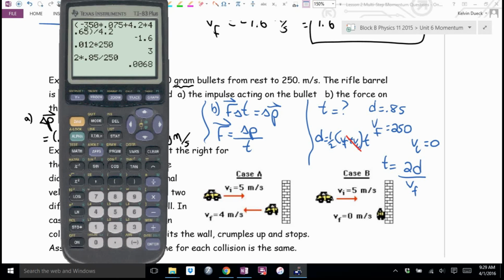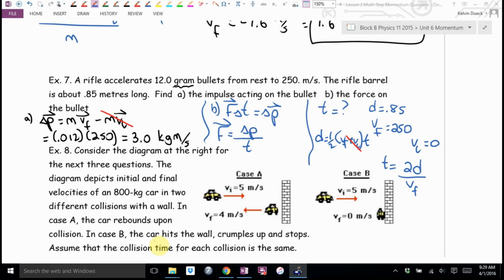That seems about right. Bullets go pretty fast. I imagine, James, it would leave the gun pretty fast. 0.068? Sorry, 0.0068? So what you get? And now we can plug that in way over here. Seconds? Time?